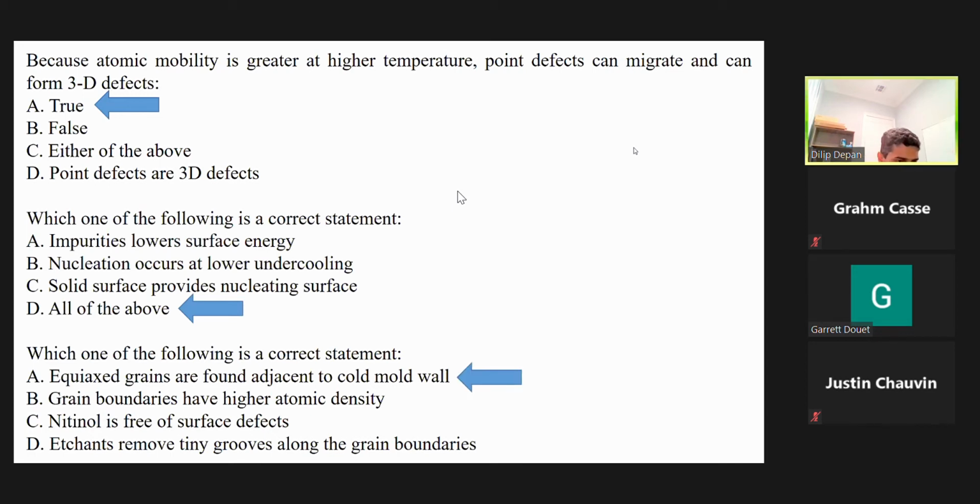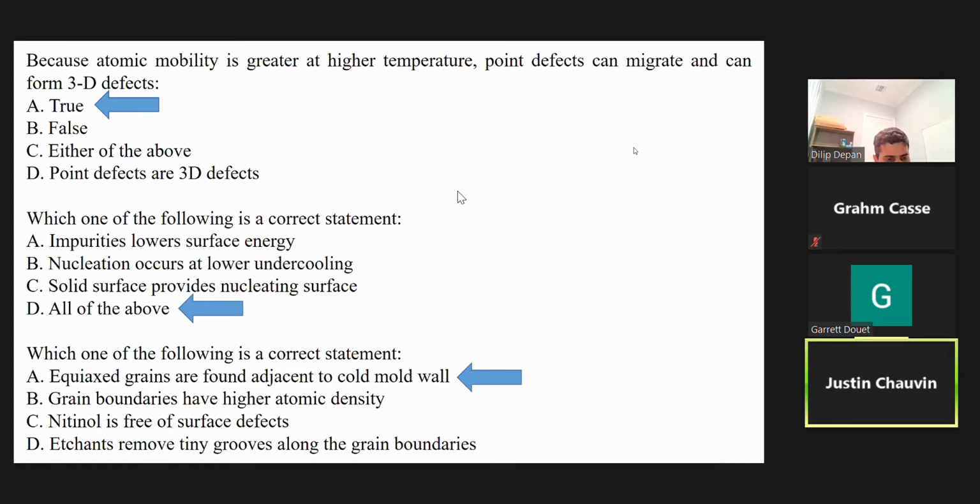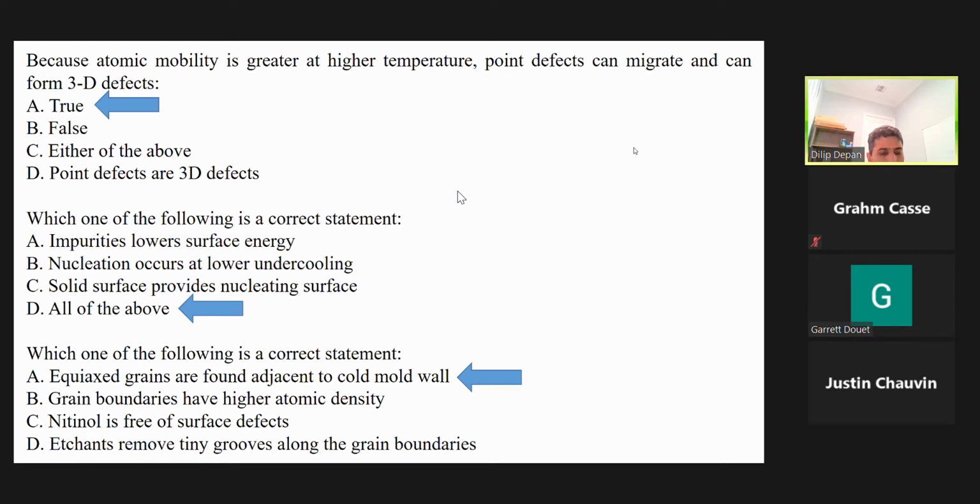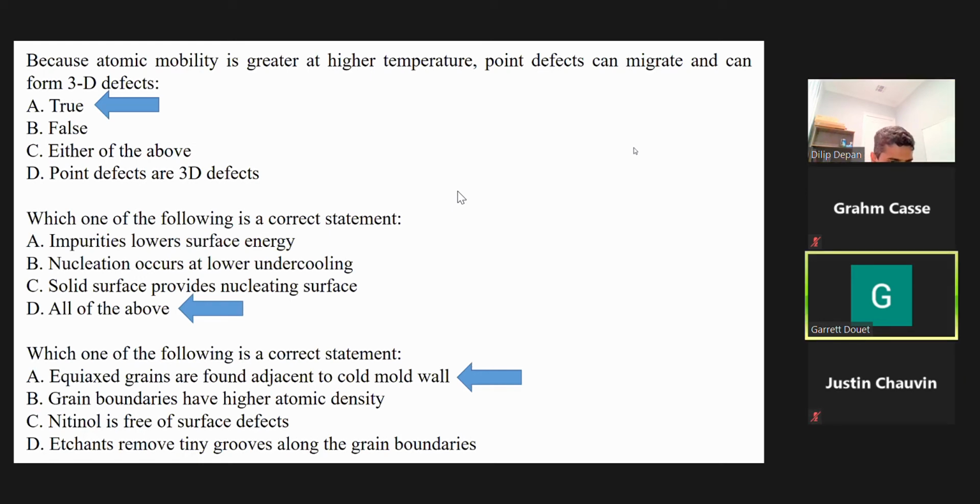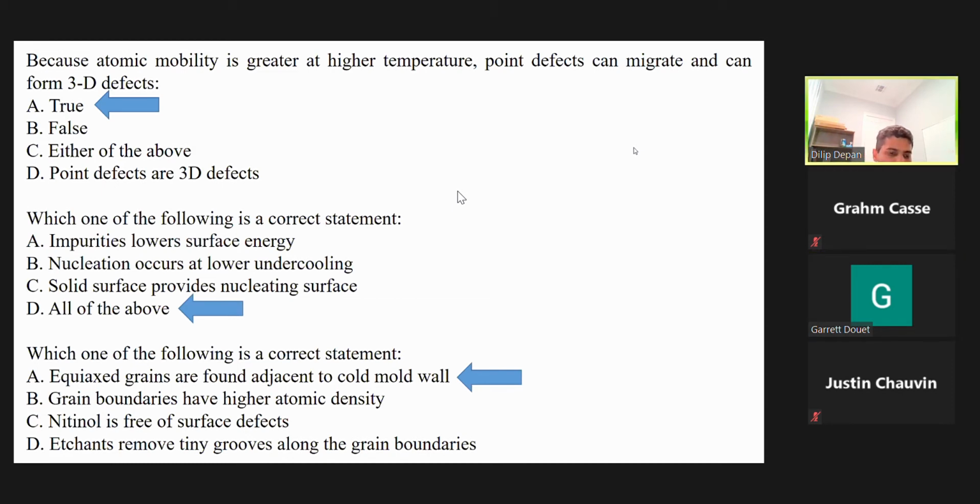Definitely A, but what about D? Don't grain boundaries have lower atomic densities? No, no. What about D? The etchants create tiny grooves along the grain boundaries. They don't remove them. Etchants create the tiny grooves, right? They don't remove tiny grooves, right?